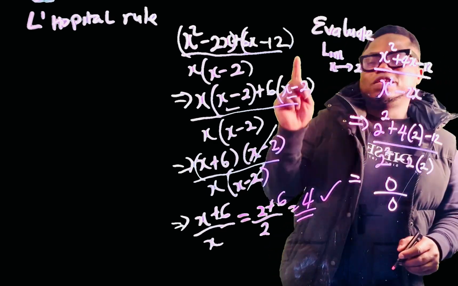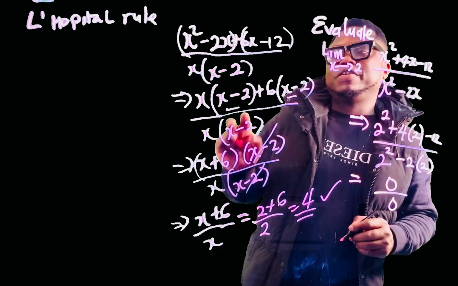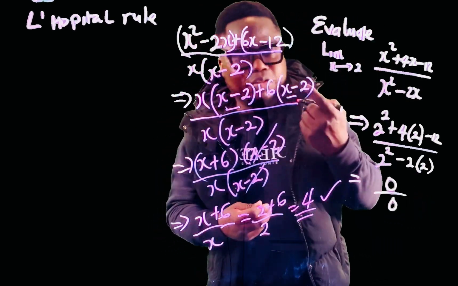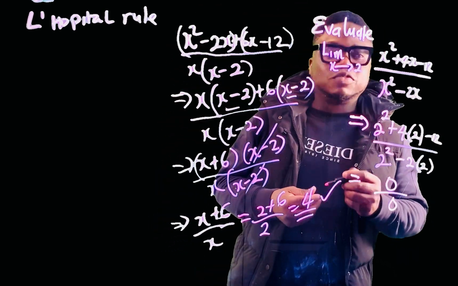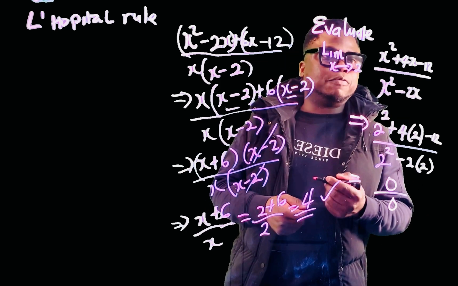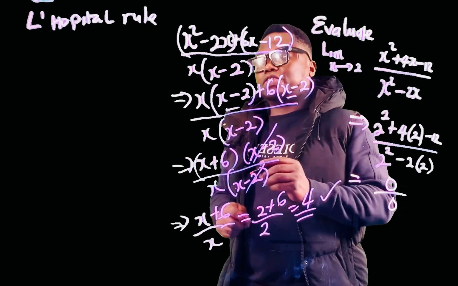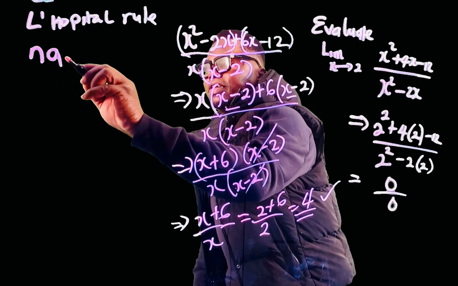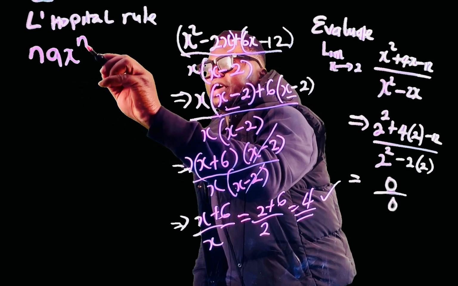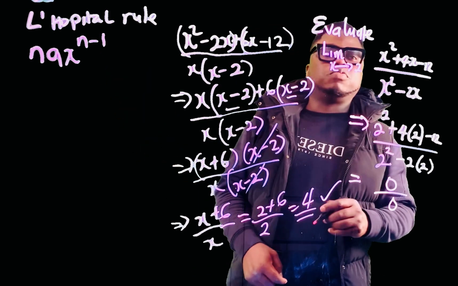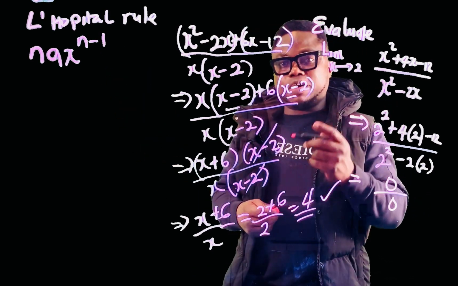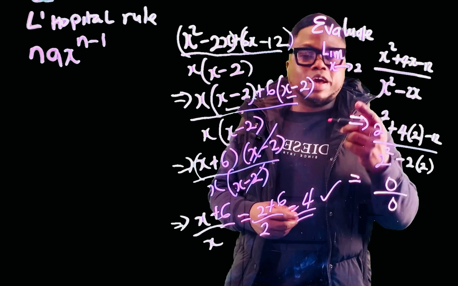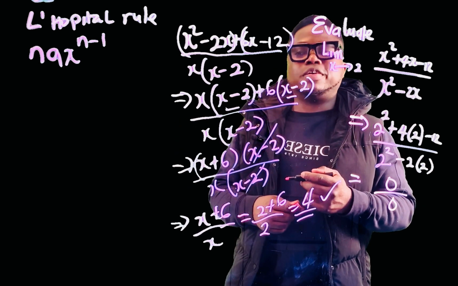Now using the second method, which is the L'Hospital rule, I'm going to differentiate this expression, both the numerator and the denominator. So differentiating the expression, you know the formula for differentiation. The formula is this: n a x exponent n minus 1. This is the formula where n is the exponent or the power of the variable. The variable here is x. A is the coefficient of the variable.